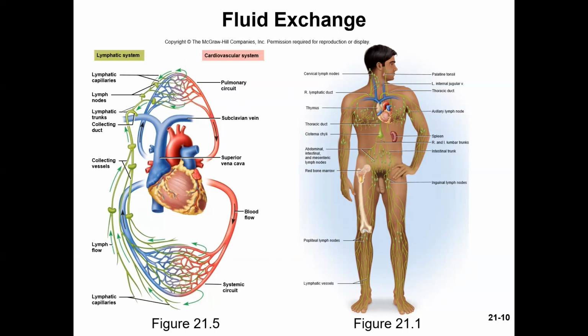We can see popliteal lymph nodes and the lymphatic vessels of the lower limb. We can see inguinal lymph nodes. We can see the spleen, the intestinal trunk, the right and left lumbar trunks, and the axillary nodes. Now, one thing that I want to point out here too, you notice that you have heavy supplies of lymph nodes, usually near openings or where maybe pathogens could enter a little easier.